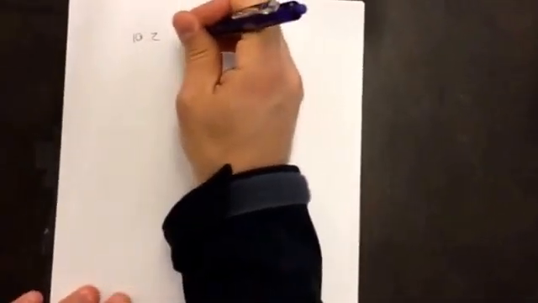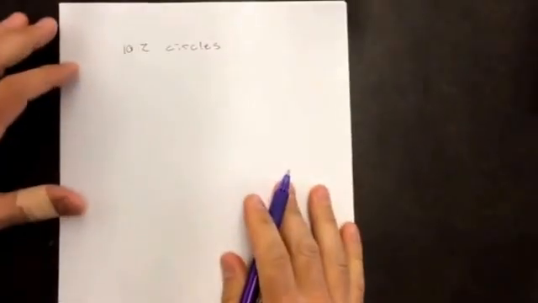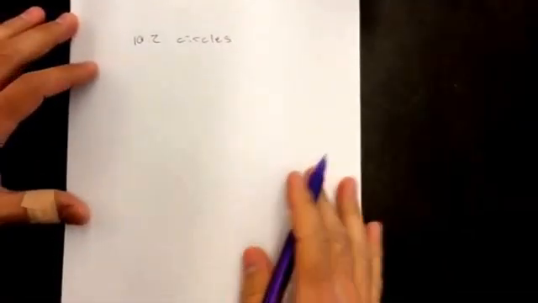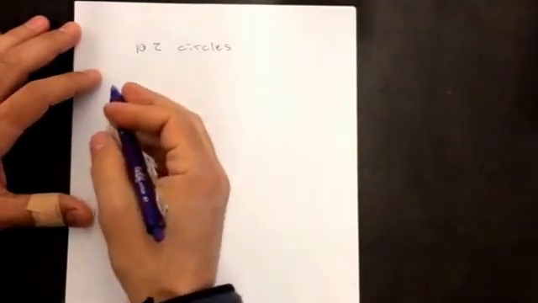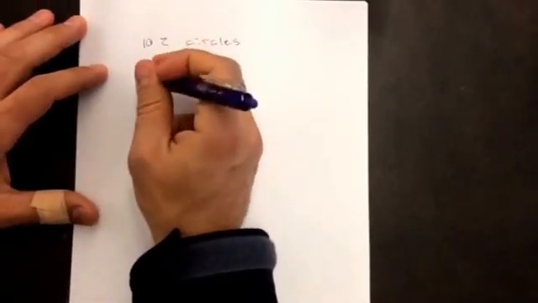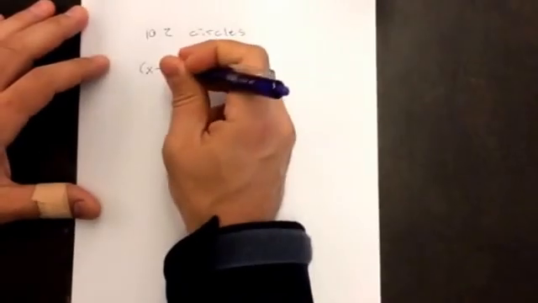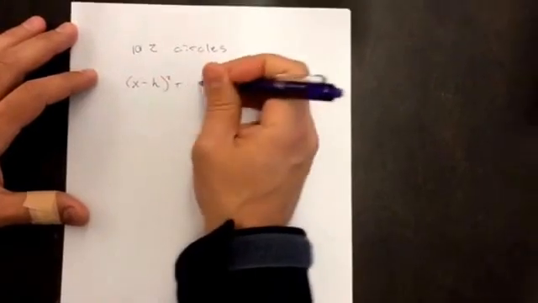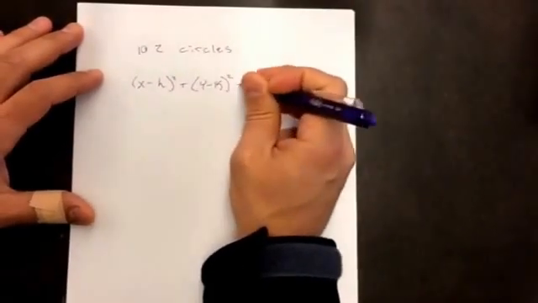Okay, we're going to look at 10.2 circles, and we're just going to look at the more simple portion of circles right now. When you're looking at the equation, we want it to be in this form right here. We want it to be x minus h squared plus y minus k squared equals r squared.